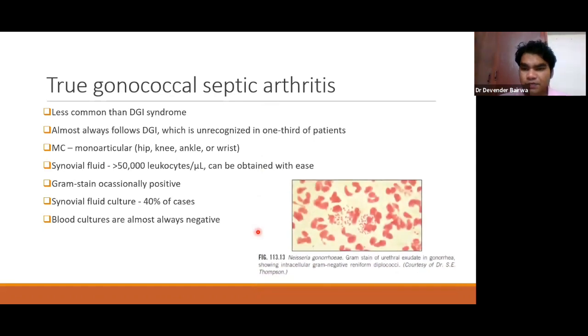So this is a figure you can see. These small things that are present within cells are diplococci, and this is a Gram stain of a urethral discharge in a patient with gonorrhea, and it's showing the presence of these diplococci within the cells.